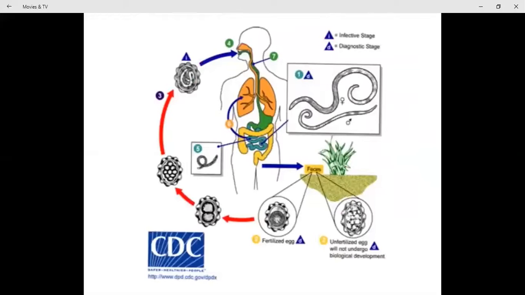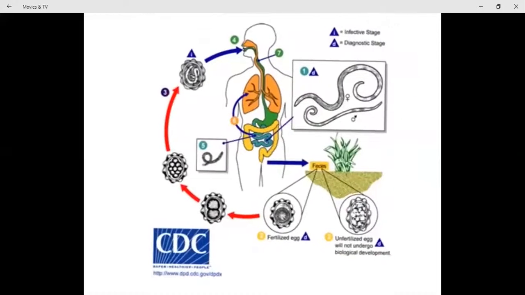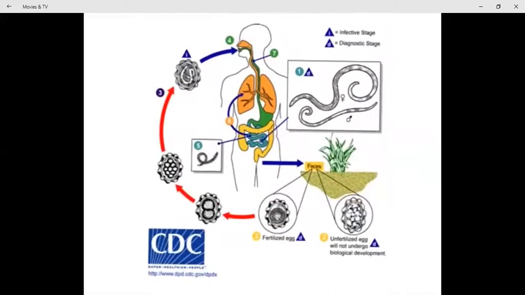Adult worms live in the lumen of the small intestine. A female may produce approximately 200,000 eggs per day, which are passed with feces. Unfertilized eggs may be ingested, but are not infective. Fertilized eggs embryonate and become infective after 18 days to several weeks, depending on the environmental conditions.